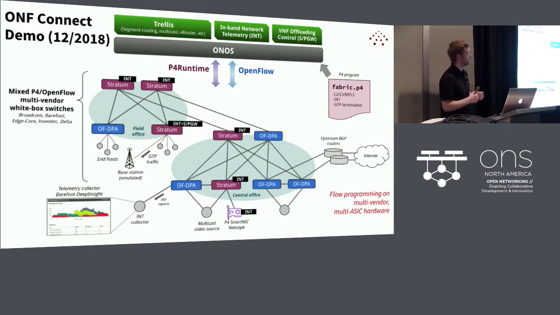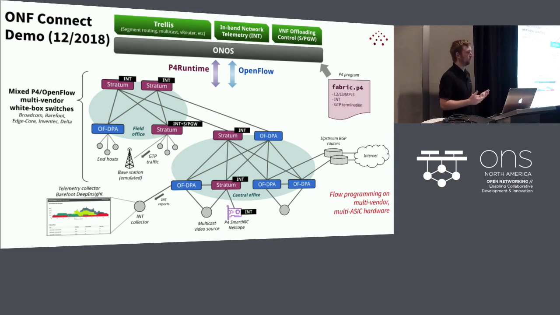So if you weren't at ONF Connect or some of the demos last year, we basically showed a 2-stage leaf-spine topology. This is very similar to some of the topologies you see in the access edge. And we used a combination of OpenFlow and Stratum-based devices. We had a P4 definition of our pipeline called fabric.p4, and we used the same set of applications, the Trellis applications, to control both of these types of devices in parallel.